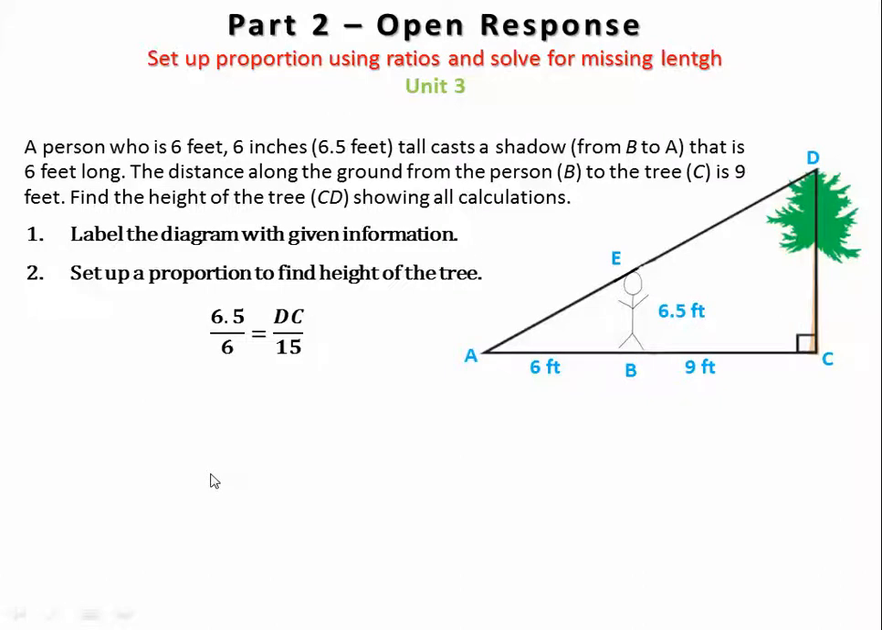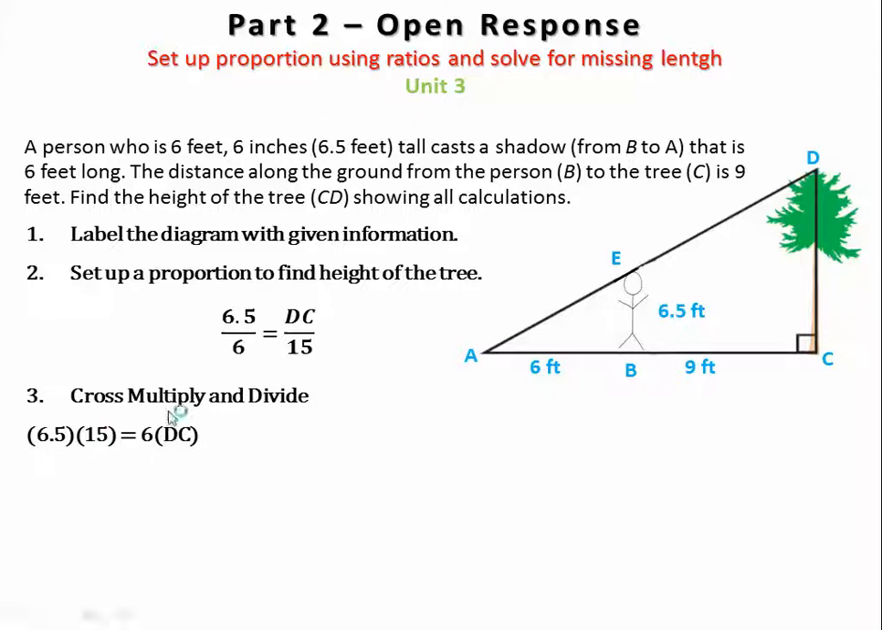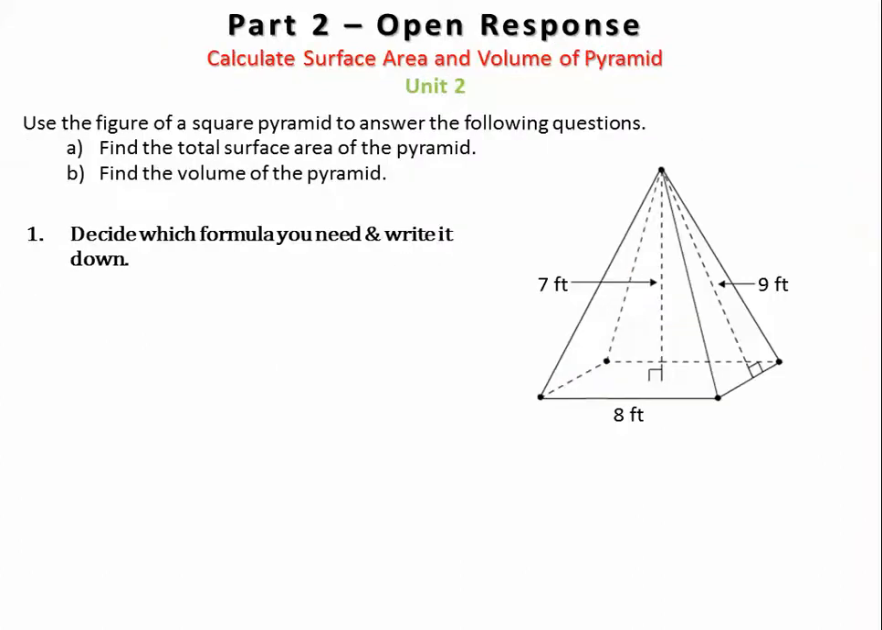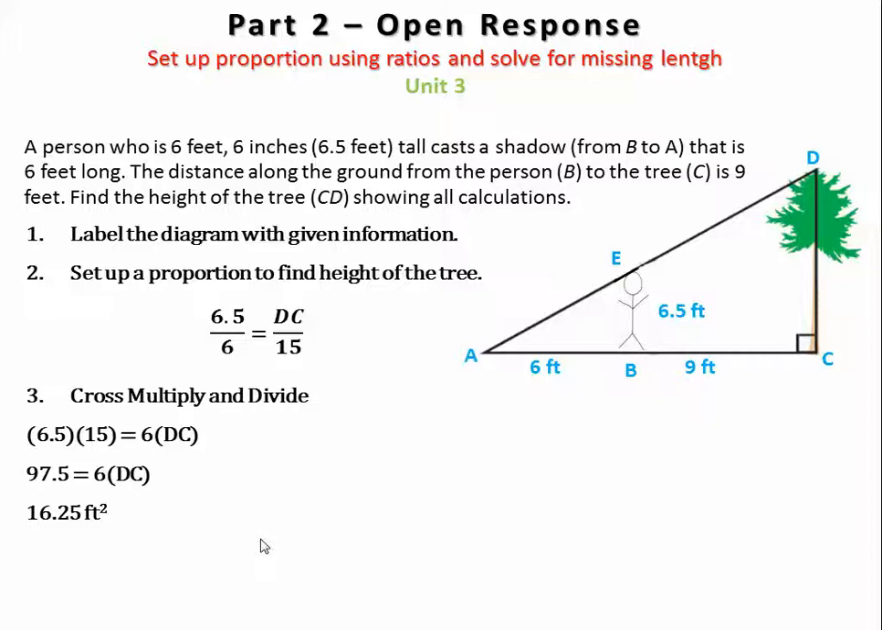So now all I got to do is do my cross multiplication and do my division. When I cross multiply, I get 6.5 times 15 equals 6 times DC. 6.5 times 15 is 97.5, and it's still equal to 6 DC. So now I'm going to divide both sides by 6, and I get 16.25 feet, and that is going to be the height of my tree. Sorry, I thought I had that written out down there. So the height of my tree is going to be 16.25 feet.